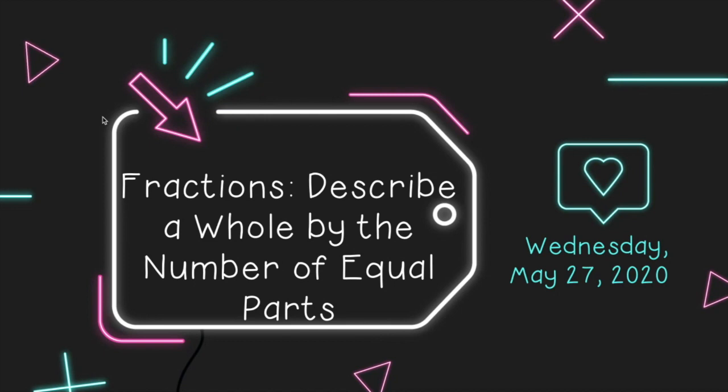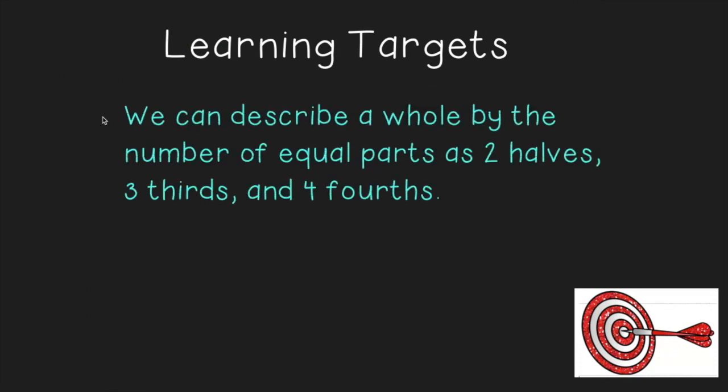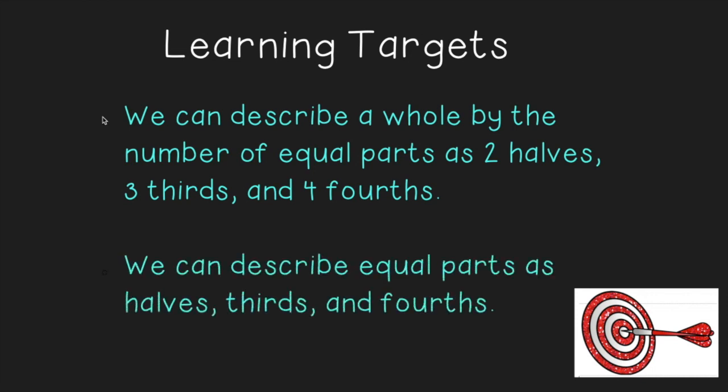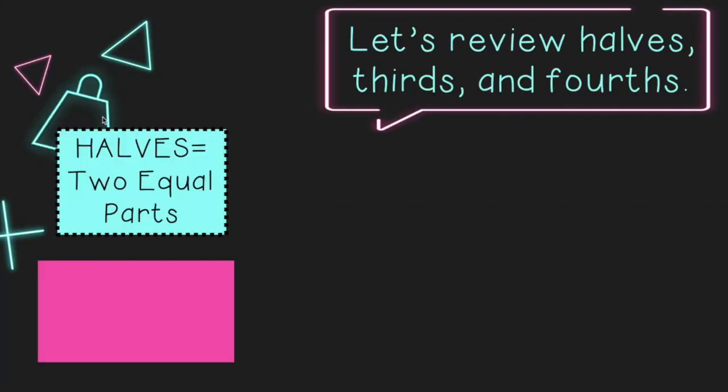So we are going to be doing our last lesson on fractions, and we're going to describe a whole by the number of equal parts. So our learning targets are, we can describe a whole by the number of equal parts as 2 halves, 3 thirds, and 4 fourths. And then we can describe equal parts as halves, thirds, and fourths. So let's review halves, thirds, and fourths.